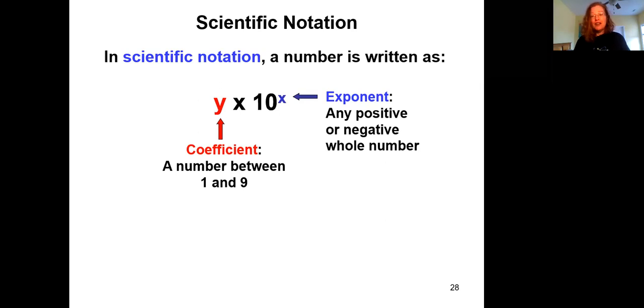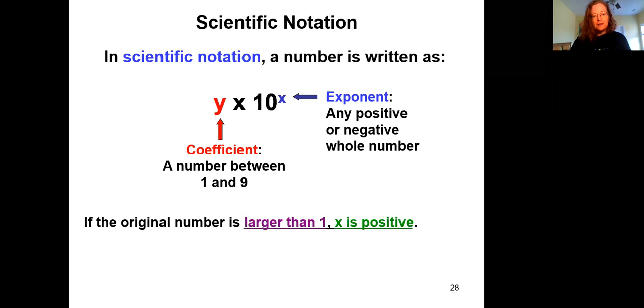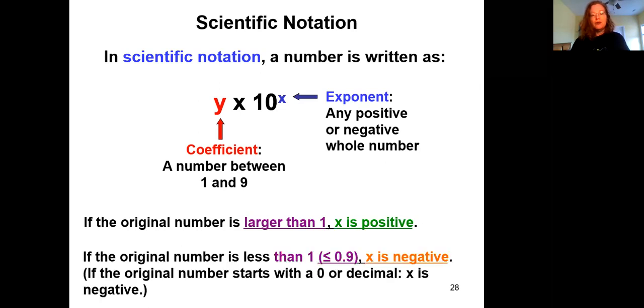Exponents will be any positive or negative whole number. We're not going to work with fractions. Some may have done that because it turned it into square root problems. We're just going to work with whole numbers. If the original number is larger than 1, then x will be positive. So if the number does not start with a decimal, like 0 point or just point, then our exponent is going to be positive. If the original number is less than 1, then x will be negative. If the original number starts with 0 or a decimal, the x is going to be negative.